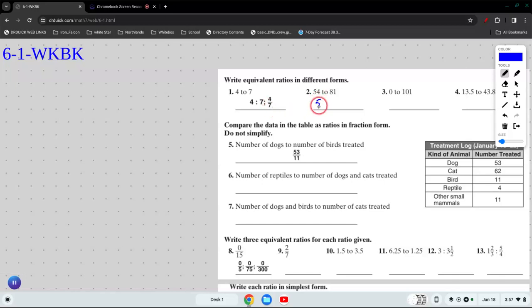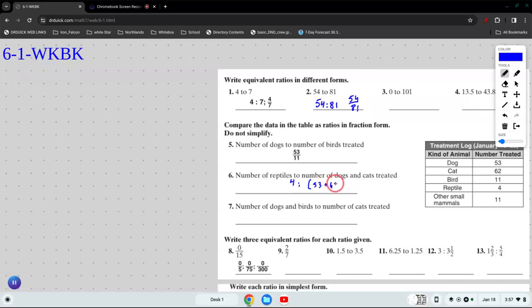So you just mimic this: 54 to 81, or 54/81. So these are easy, right? This one, you just look at this chart: 53 dogs, 11 birds, so it's a 53 to 11. Number of reptiles to number of dogs and cats treated. My reptiles will be what? 4 to what? Dogs and cats. I would put those together.